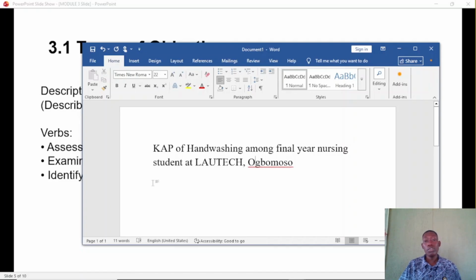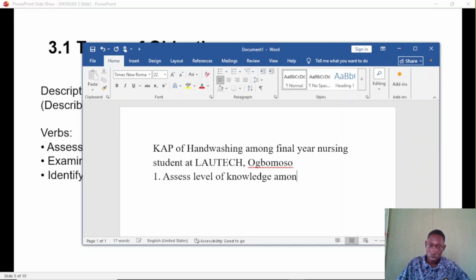Now, for your descriptive objective one, you can say assess knowledge or assess level of knowledge. Assess level of knowledge, that is your first objective. Now, level of knowledge, then you tell us among the population. Level of knowledge is the only variable here.